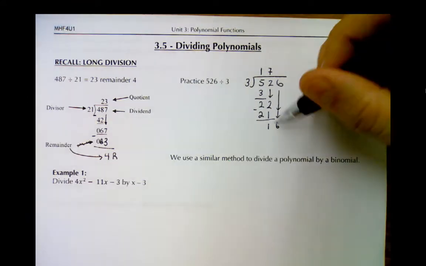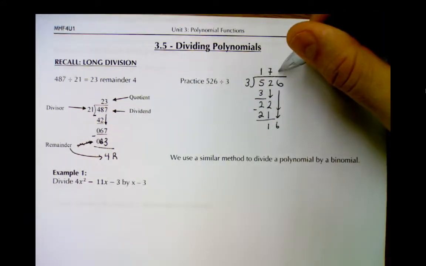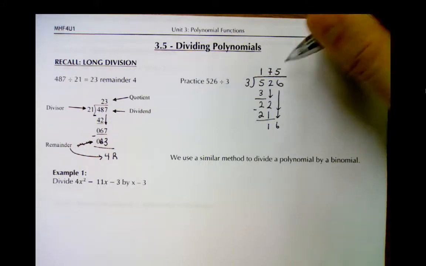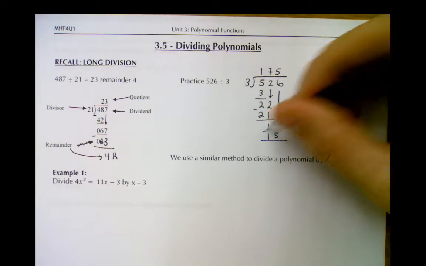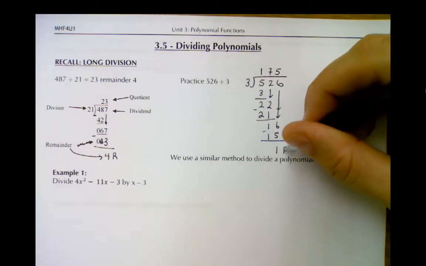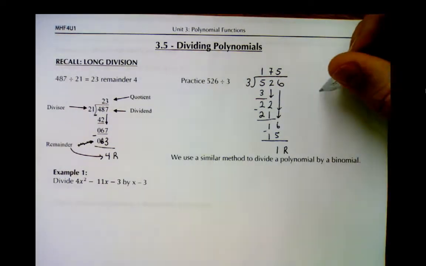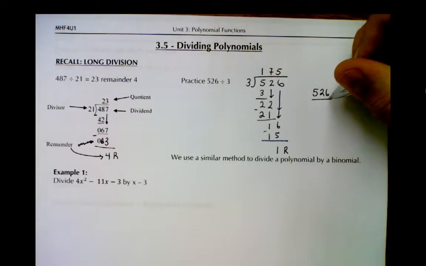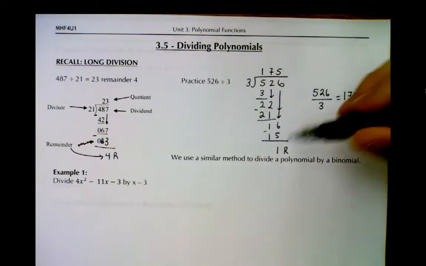6. Can we divide 16 by 3? Again, yes. 3 goes into 16 5 times. 5 times 3 is 15. And subtract down the column, we're left with 1 remainder. The division statement for this question would say if we took 526 and divided it by 3, the answer would be 175 with 1 remainder.